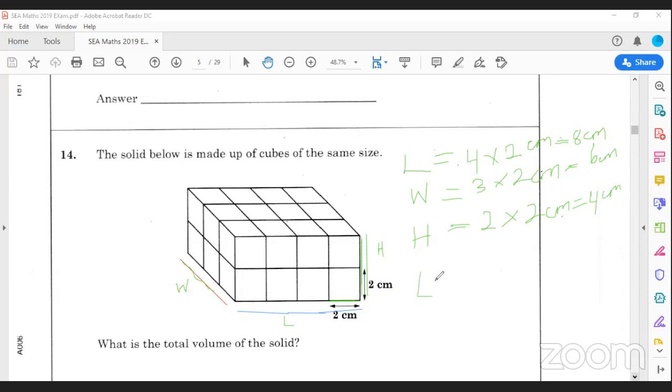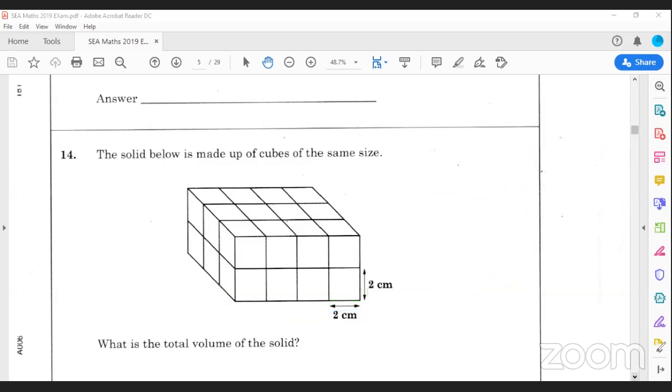I have to multiply length by width by height. What is the length? 8 centimeters. Multiplied by what is the width? 6 centimeters. Multiplied by what the height is? 4 centimeters. And this is going to give me a total of 192 centimeters cubed. Okay, so this is how we find the volume.